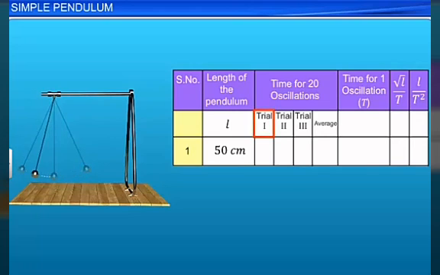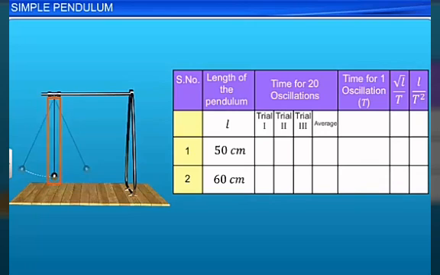Repeat the procedure with the same length and amplitude. Note the time taken for 20 oscillations and tabulate the readings under the head trial 2, trial 3, and so on. Calculate the average time taken for 20 oscillations and determine the time taken for one oscillation. Tabulate the readings. Now find the value of L by T square for the given length of the pendulum. Now increase the length of the pendulum by about 10 centimeter and repeat the procedure to find the value of L by T square.